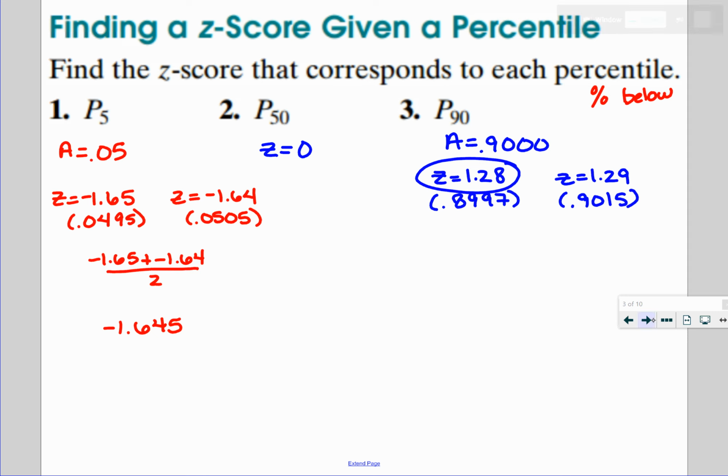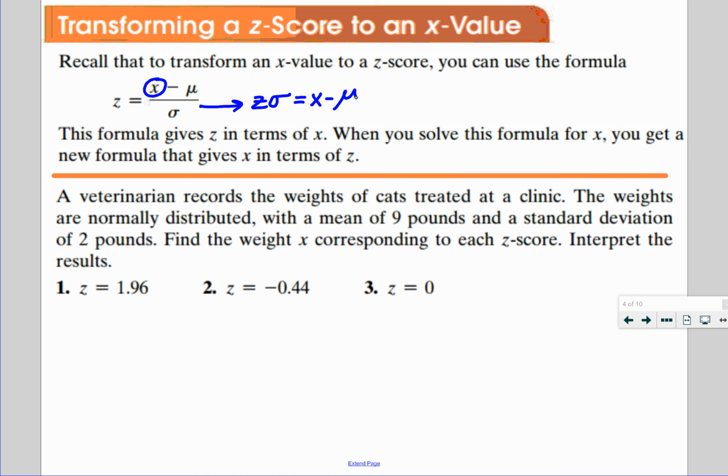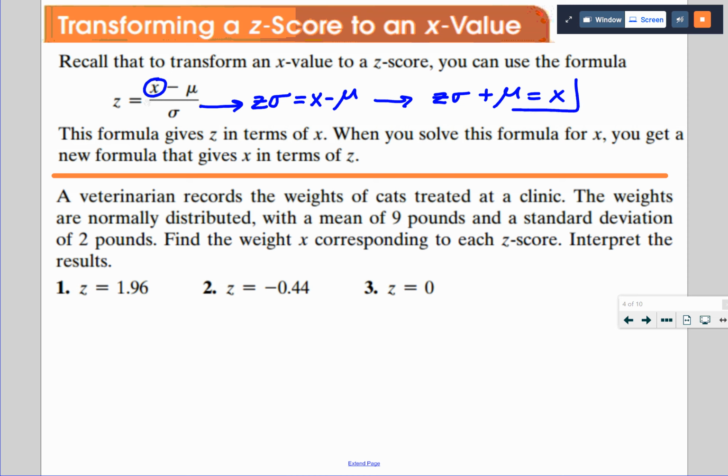Okay. So now the next slide, once we can locate that z-score, we can use a formula to transform the z-score into the context of the data that we're looking at. This formula is your z-score formula. We already know it. I'm going to take this formula and solve for x because that's what we're going to be trying to find. So we're going to multiply by the standard deviation first to get it out of the denominator. So it'll be z sigma equals x minus mu. And then I'm going to add the mean to both sides. So it'll end up being z times my standard deviation plus my mean equals x.